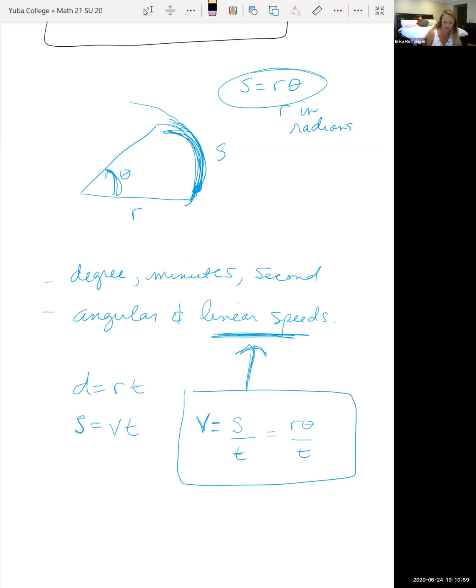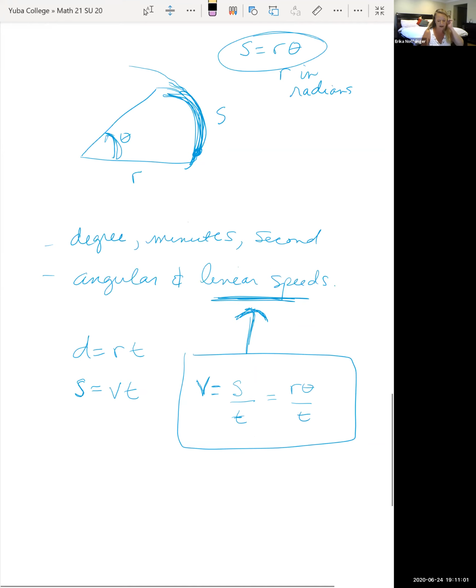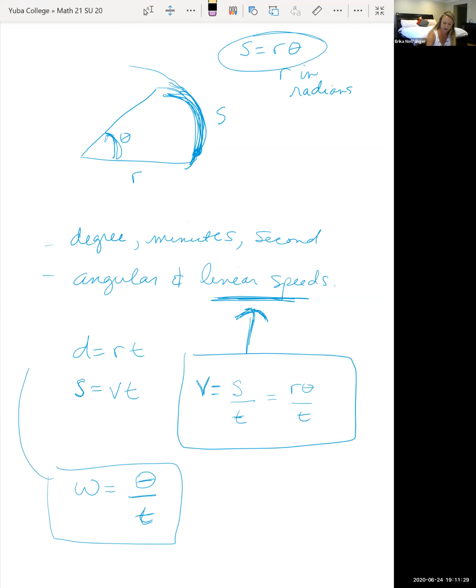Angular speed, we're looking at the angle. And so, what is it? They used omega. That was equal to your angle, how much you're swiping over the time. And that was our angular speed.